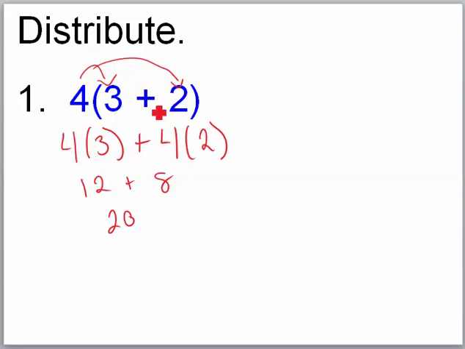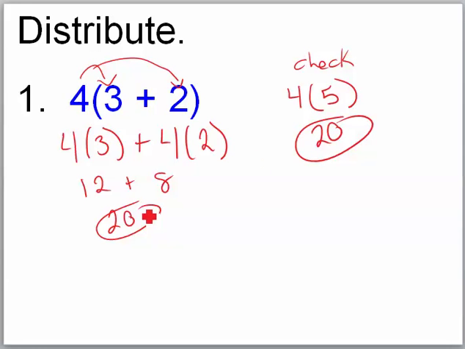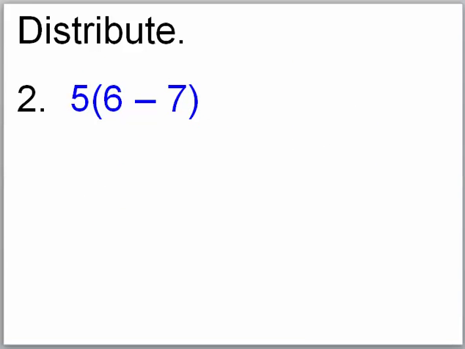Right, now let's see if that's what we would have got if I would have done order of operations first. So let's do a check over here. So 4 times 3 plus 2, well that's 5. Do I get 20 both times? Yep. So the distributive property works because I get the same answer. Alright, try 5 on your own. I want you to use distributive property and then check it.